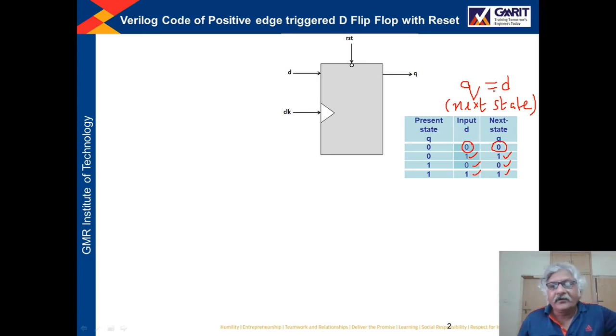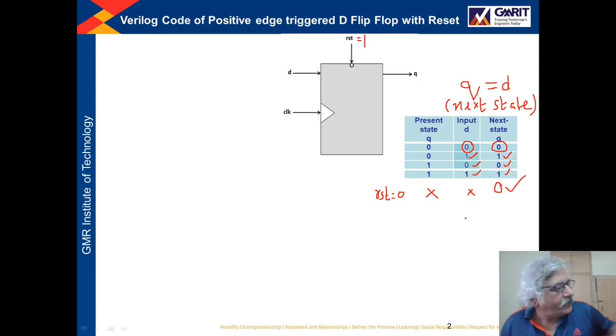And mind you, this operation is taking place if this RST is 1. At any point of time, if the RST is 0, then whatever may be the value of D, whatever will be the value of present state, the next state will always be 0, right? If RST is equal to 0, then whatever may be the present state, whatever may be the input, the next state will always be 0. So we have to model this, right?